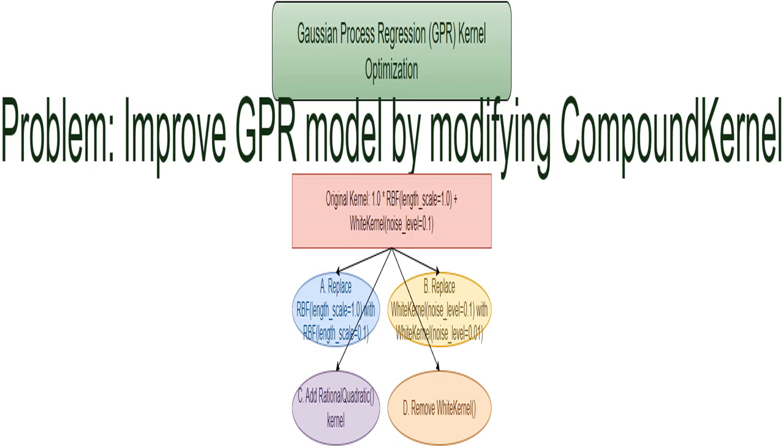I'm trying to improve the Gaussian process regression model's accuracy by carefully adjusting its compound kernel. A compound kernel allows me to combine different kernel types for a more nuanced representation of the data. This question tests my understanding of how kernel choices and their parameters affect GPR model performance.